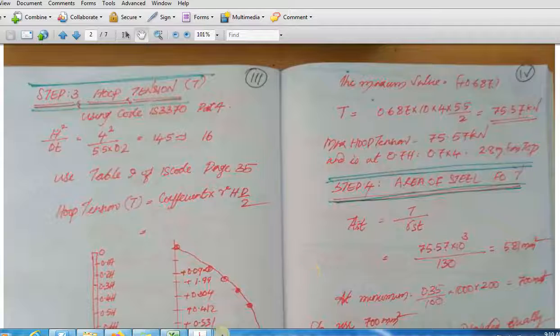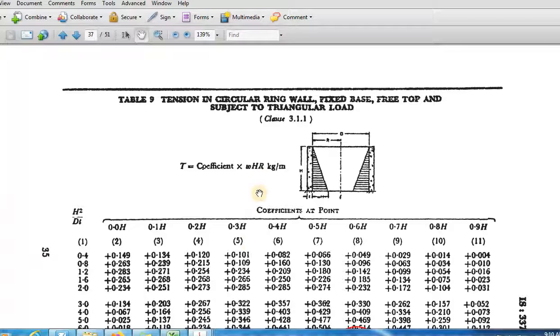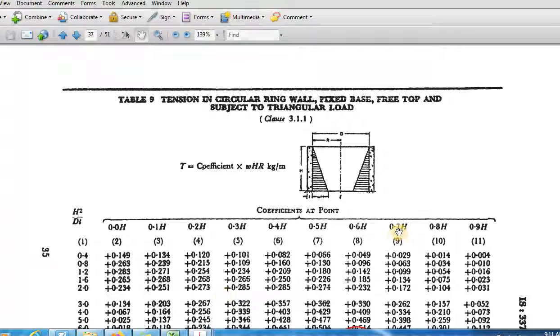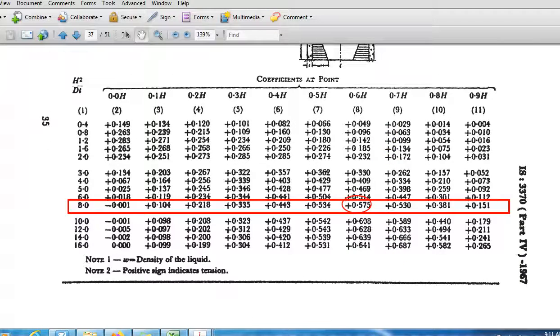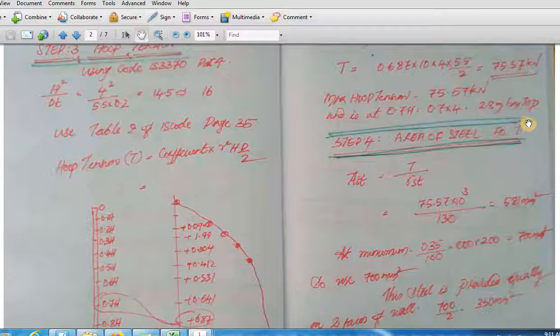As shown here in the code, it is coefficient into gamma H into D by 2. D by 2 means 5.5 by 2. So you will get 75.57 kilonewton, and this will be happening at 0.7H. As you can see here, this is at 0.7H from the top. It is 2.8 meter from the top that it is happening, and the magnitude of the tension is 75.5.